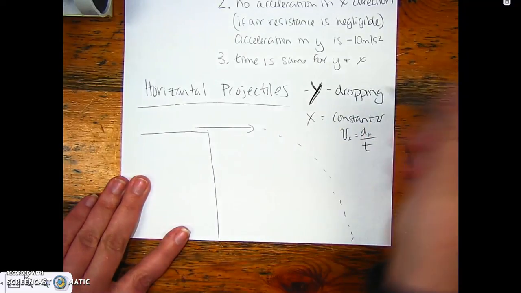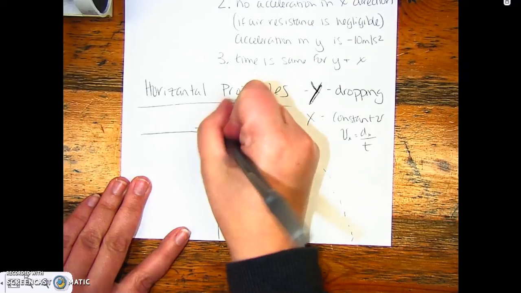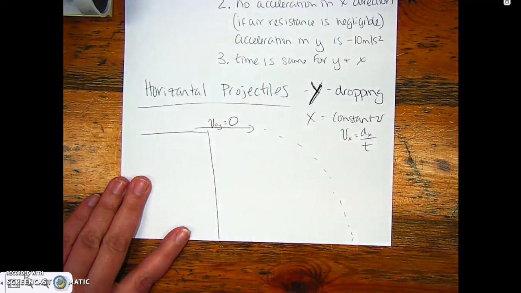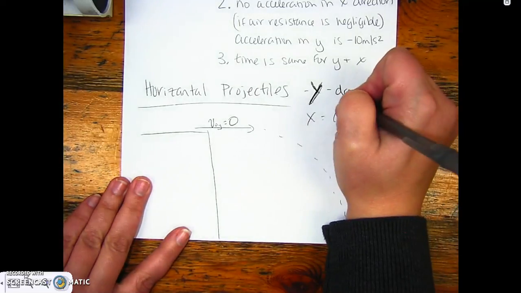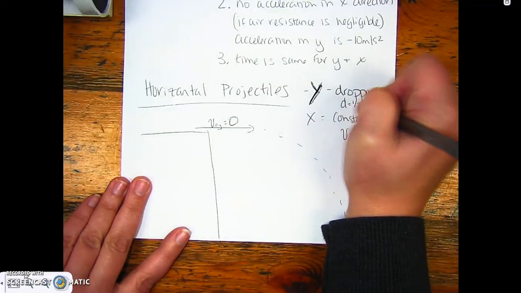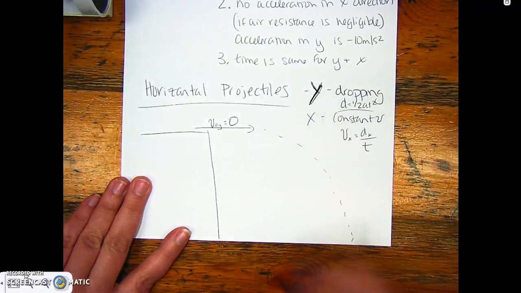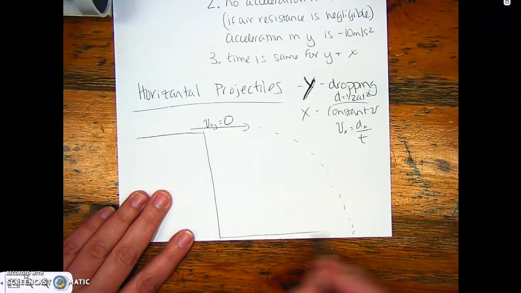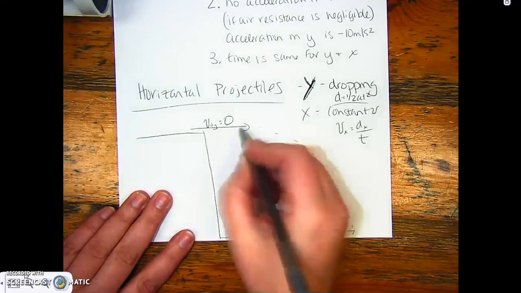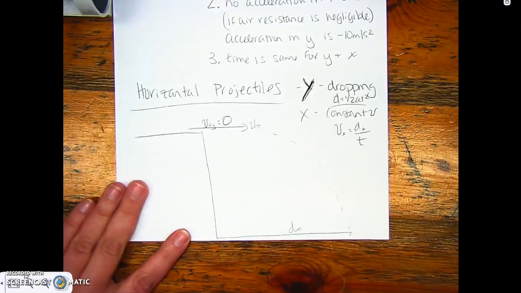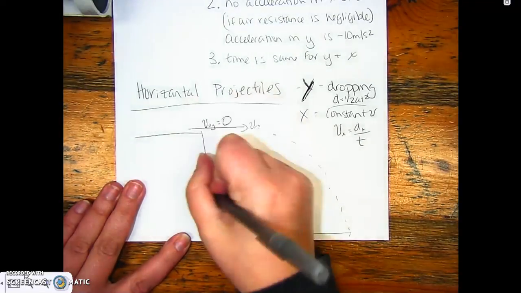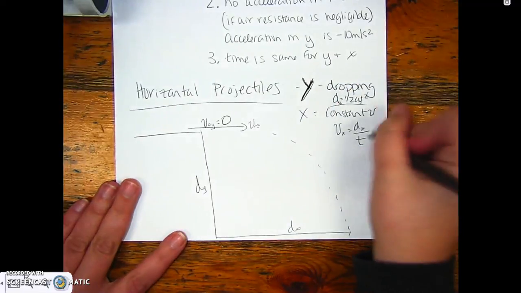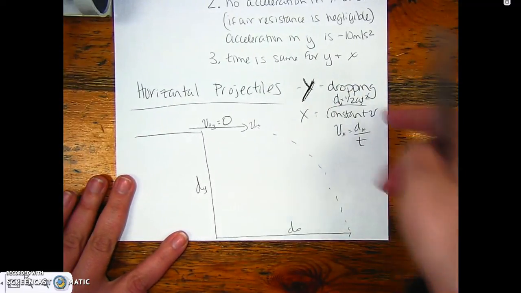When we have a dropping problem, remember that my initial velocity in the y direction is equivalent to 0. So the equation we're going to use is d equals 1/2 at squared for the first part, and then Vx equals dx over t. Here is my dx, and this would be my velocity in the x direction. This is my distance in the y direction. This is y stuff. This is x stuff. And the time is the same.